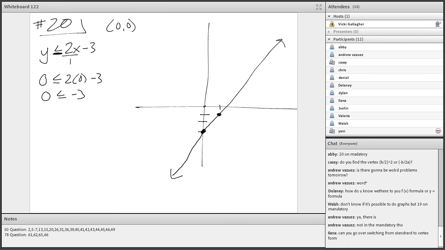All right, so going back to number 20, this says 0 is smaller than negative 3, and that is false. 0 is not smaller than a negative. And that means I don't want to color where 0, 0 is, so I'm going to color this side of the graph.